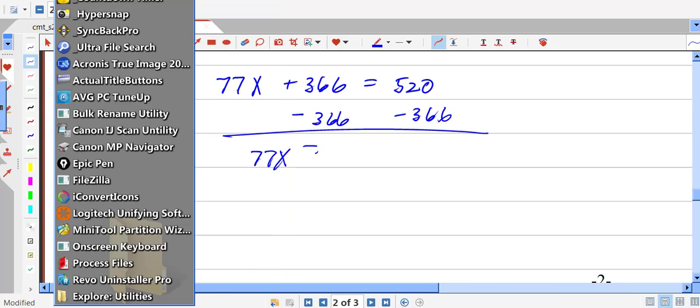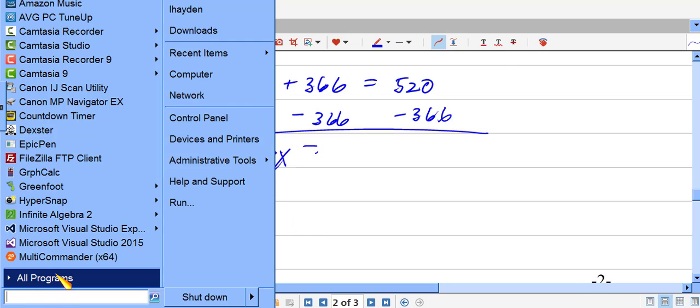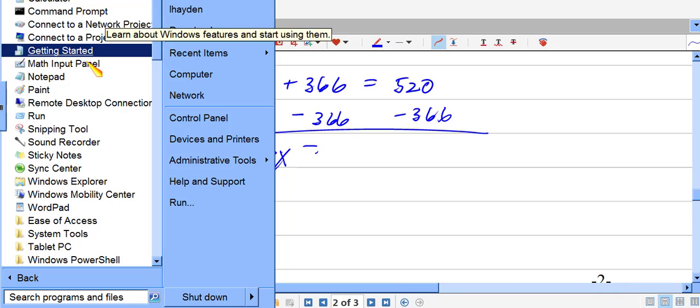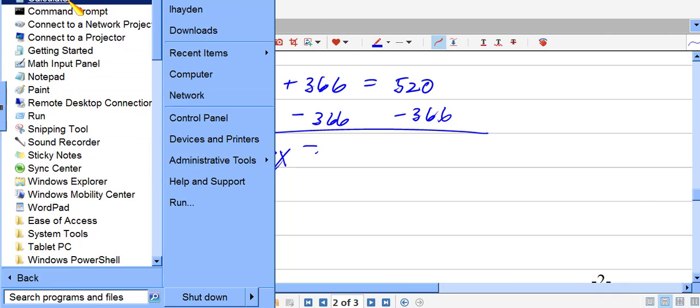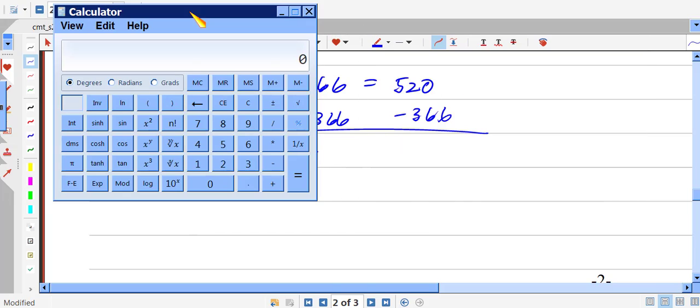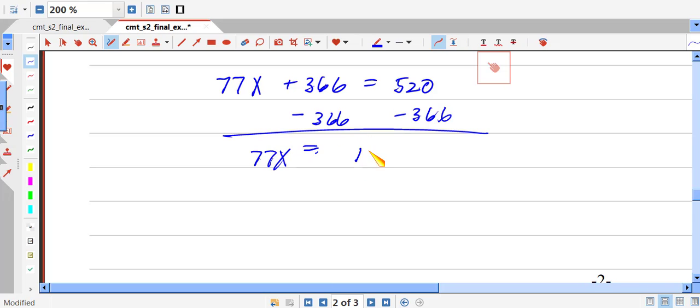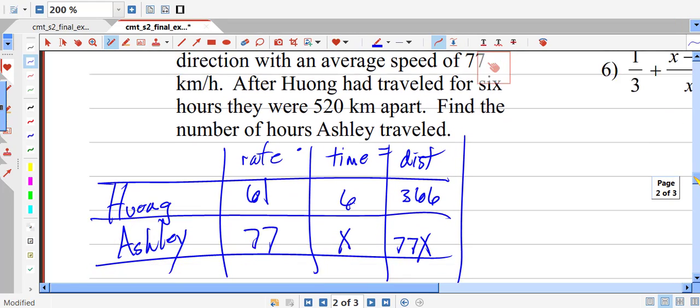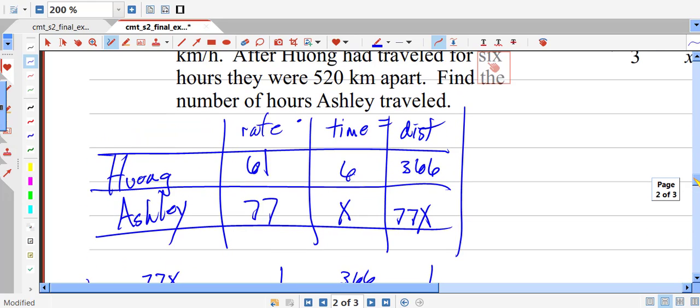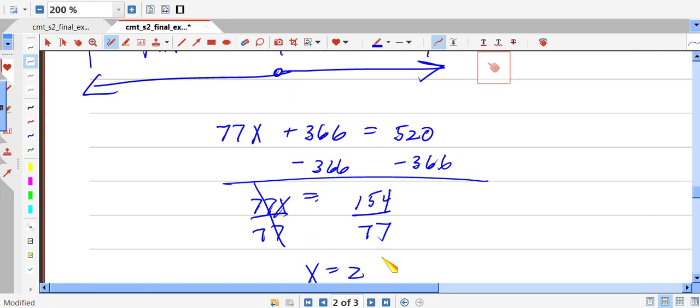Where is it? I don't have it, so let me bring up the on-screen calculator. So I'm going to do 520 minus 366. So I get 154. I'm going to divide by 77. So that means x equals 2. The question was, find the number of hours Ashley traveled. Well, her time is x, so that means she went 2 hours.